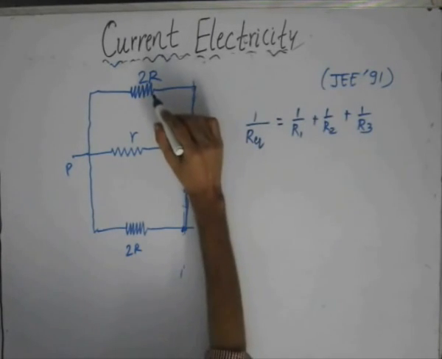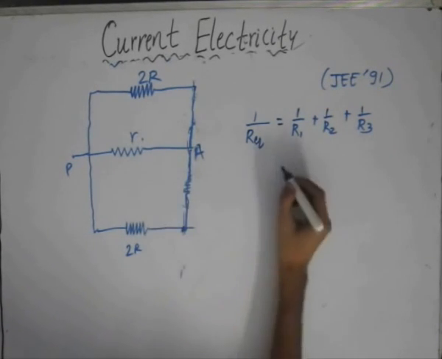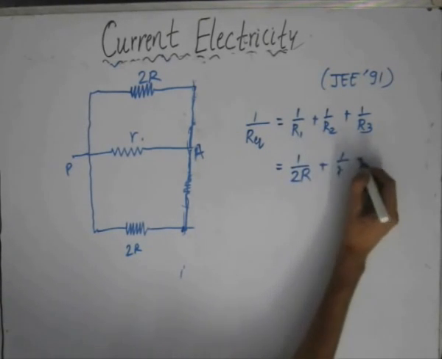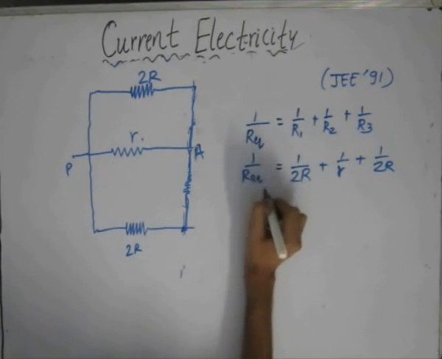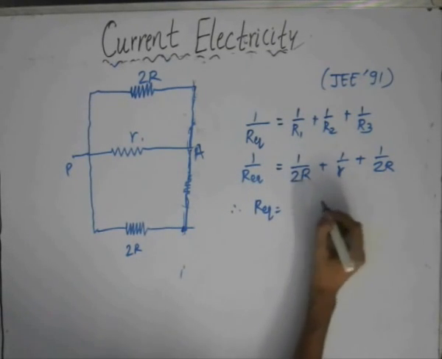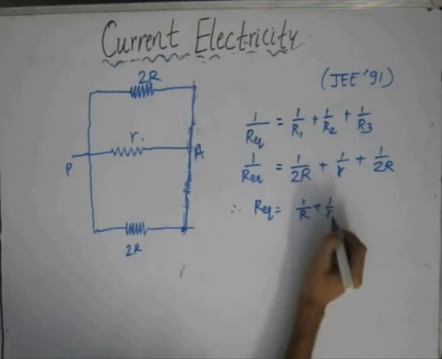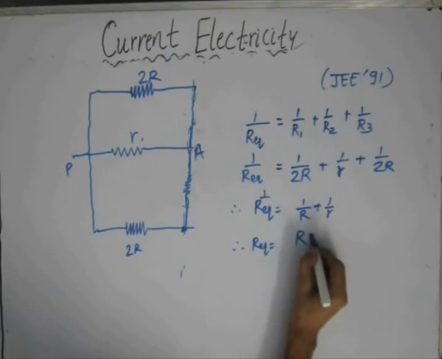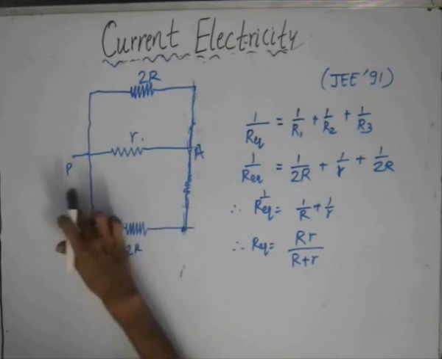In this case, the value of R1 is 2R, R2 is small r, and R3 is 2R. So we get 1 by 2R plus 1 by small r plus 1 by 2R, which is equal to 1 by R equivalent. After solving this, we get 1 by R plus 1 by r, equal to 1 by R equivalent. Therefore, R equivalent is Rr upon R plus r. This is the equivalent resistance between the points P and A.